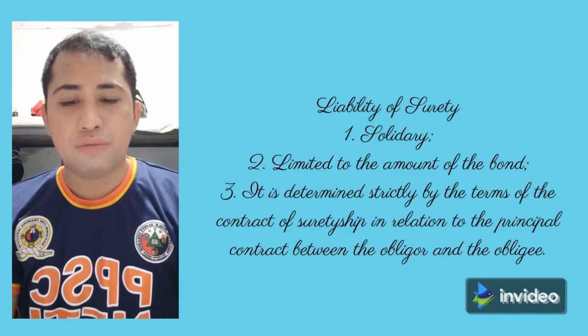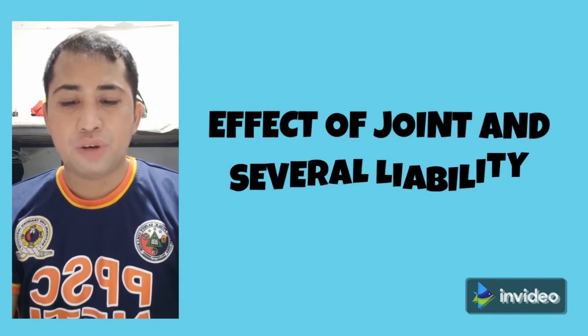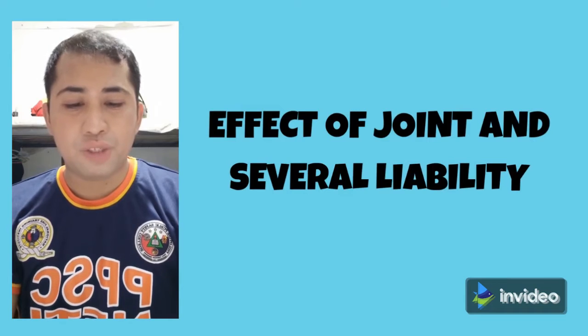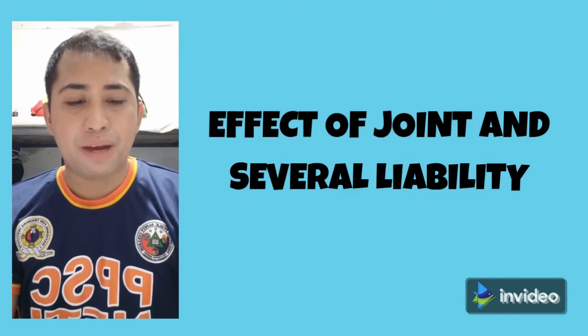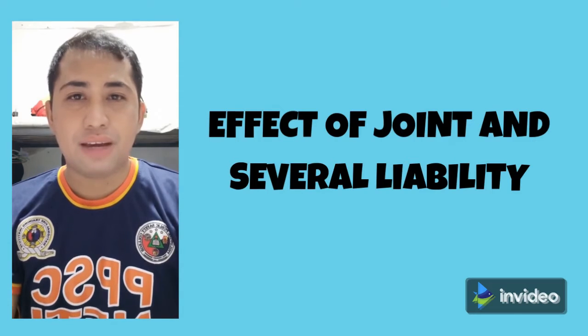What are the effects of joint and several liability? By reason of the joint and several liability of the surety, the obligor, either one of them, may be compelled to perform the entire obligation, and payment made by one of them extinguishes the obligation.